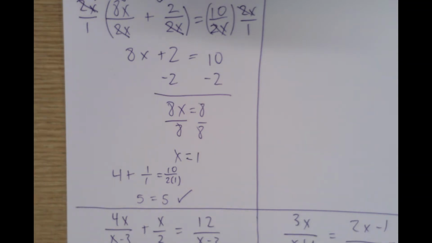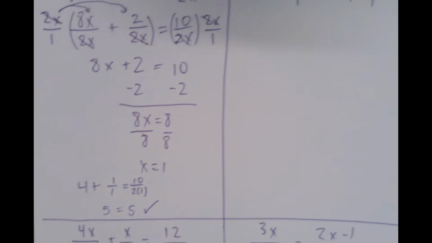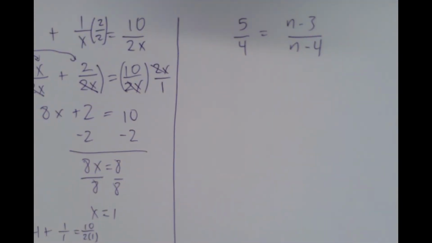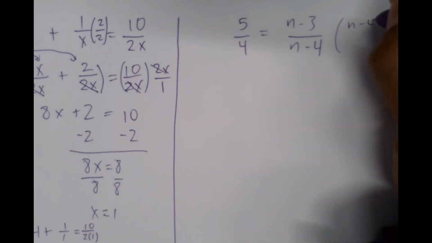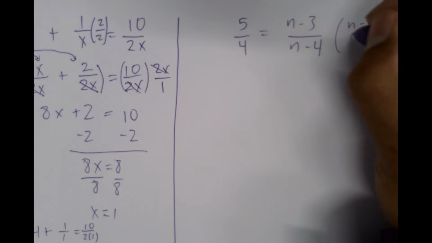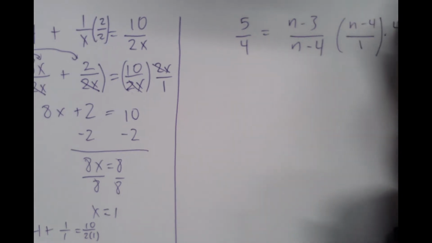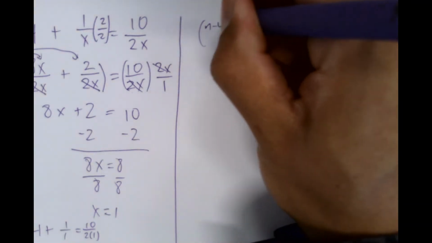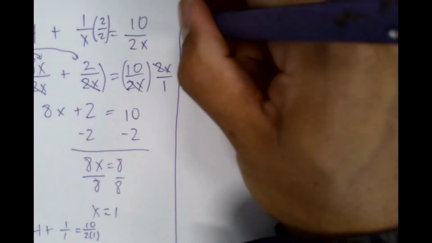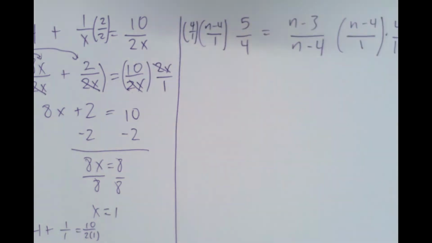Okay, in our second example, we have 5 over 4 equals n minus 3 divided by n minus 4. So in this one, what we could do is multiply everything by the denominators already. And again, you could use multiple ways to solve this. So I'm just going to multiply both sides by n minus 4 divided by 1, and I'm going to multiply both sides by 4 over 1 to get rid of the denominators.